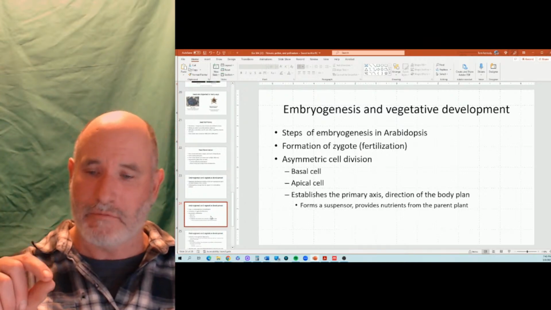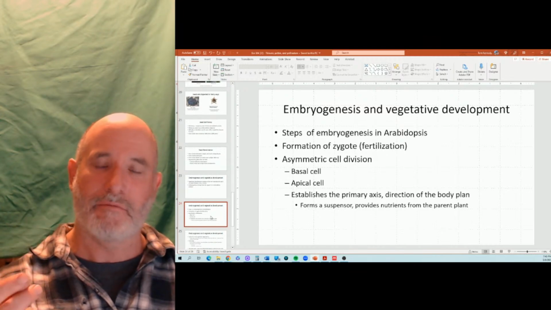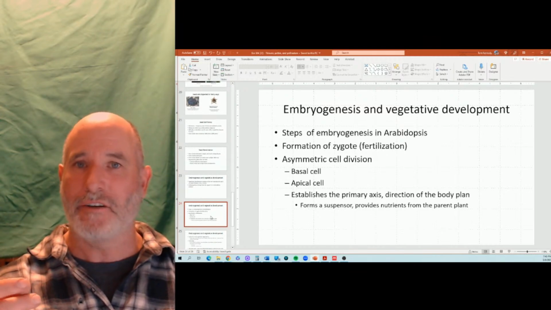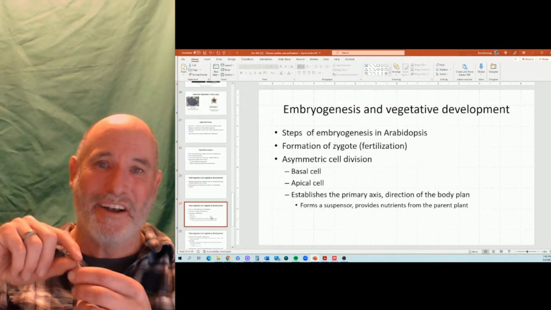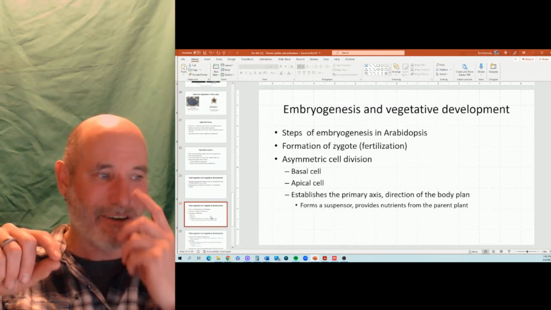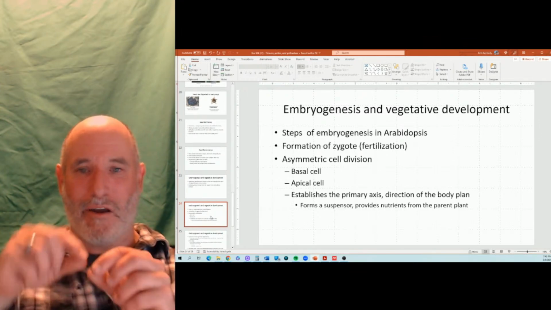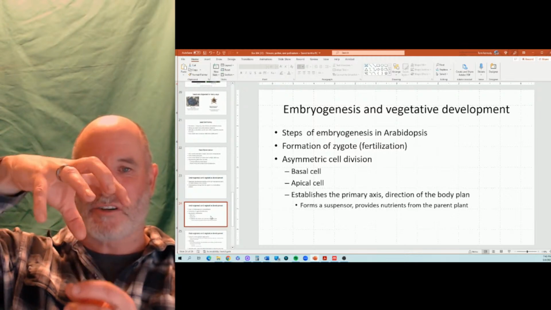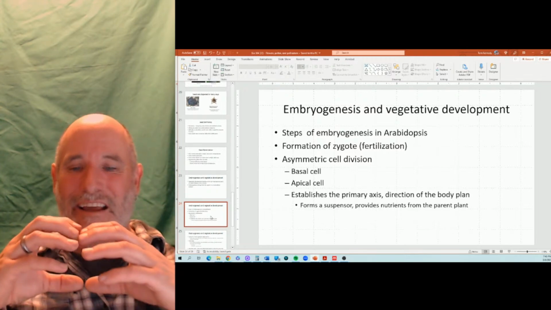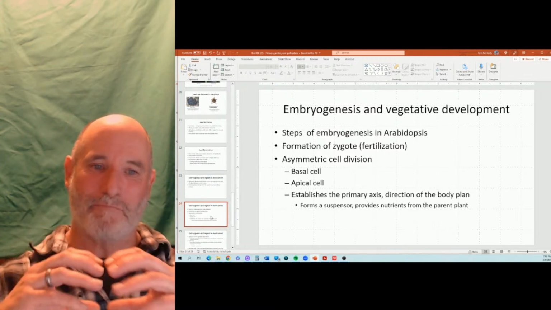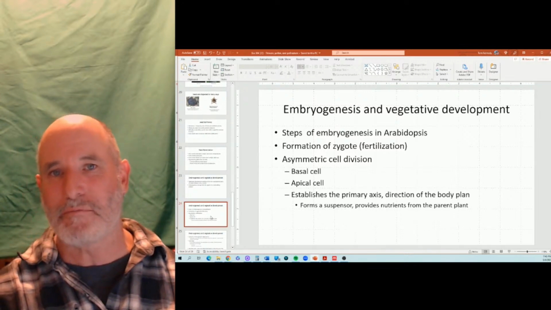Once your zygote is fertilized, it immediately undergoes mitosis, right? And you get a basal cell and an apical cell, so there's already this uneven distribution. As the basal cell starts to grow, the apical cell grows into a globular, heart-shaped cluster. I'm thinking Nirvana. We start forming the primary axis of the body plan of these plants.